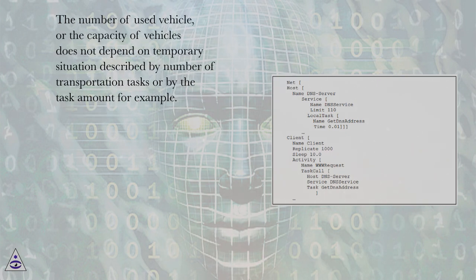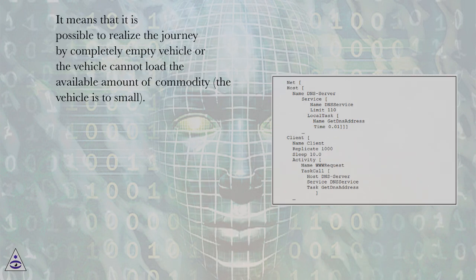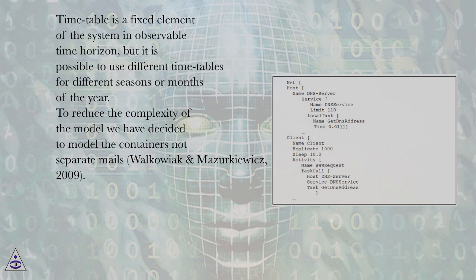The number of used vehicles, or the capacity of vehicles, does not depend on the temporary situation described by the number of transportation tasks or by the task amount, for example. It means that it is possible to realize the journey by a completely empty vehicle, or the vehicle cannot load the available amount of commodity because the vehicle is too small. The timetable is a fixed element of the system in the observable time horizon, but it is possible to use different timetables for different seasons or months of the year.